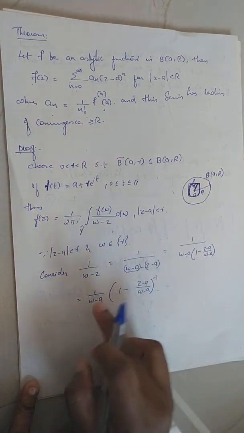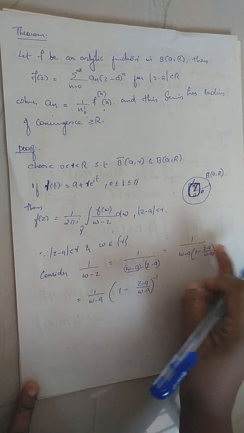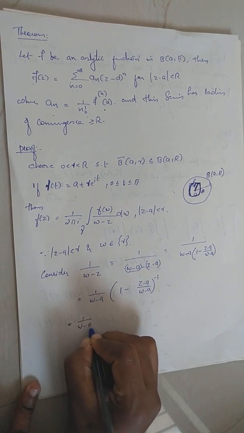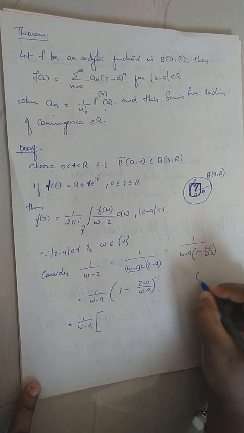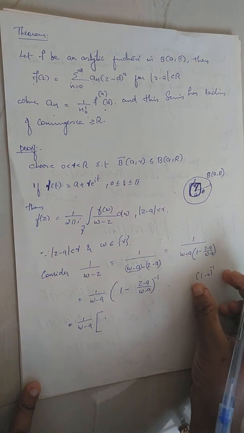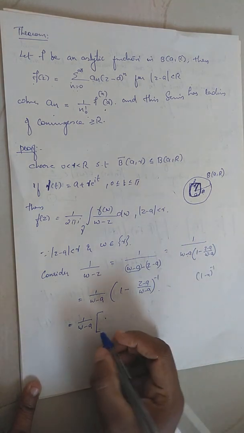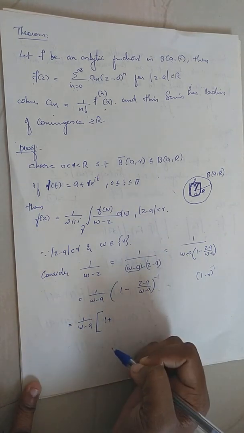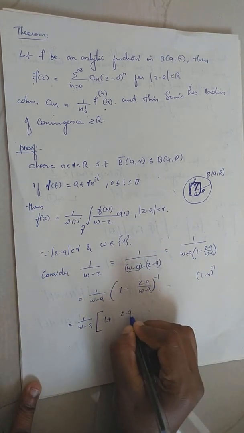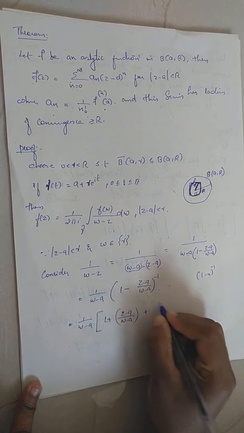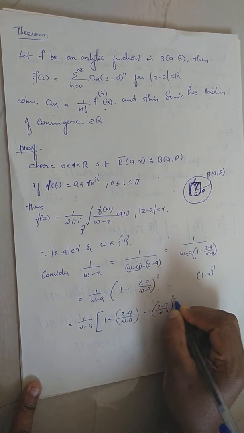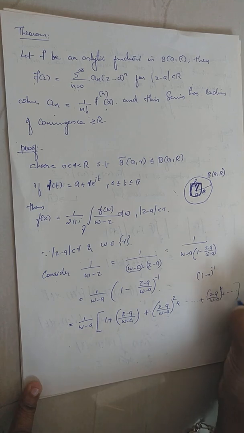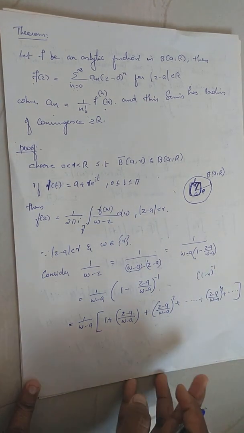Right, 1 by this thing, and 1/x can be written as x^{-1}. So that is equal to 1/(w − a) times (1 − x)^{-1}. You know the power series representation of this kind of expression: it is equal to 1 + x + x² + etc. Here x is (z − a)/(w − a). So 1 + (z − a)/(w − a) + ((z − a)/(w − a))² + etc. + ((z − a)/(w − a))^n + etc. This is the power series representation of (1 − x)^{-1}.